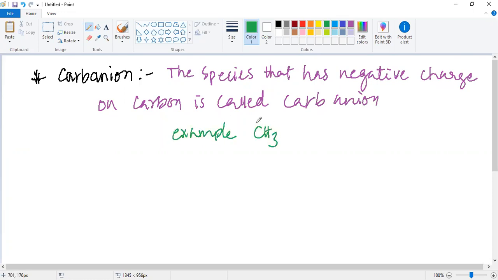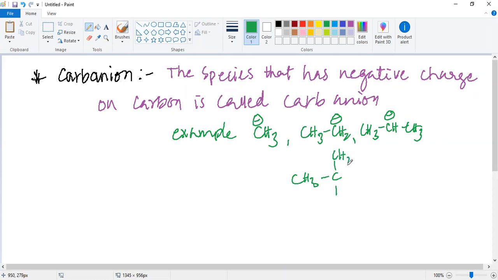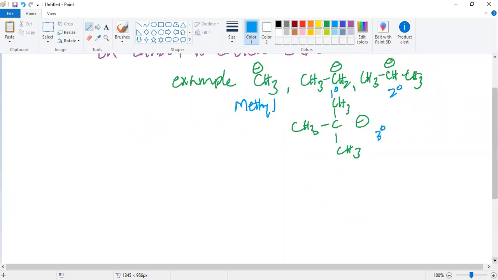So we have seen the example: CH3 minus, or we may have CH3CH2 minus, or CH3CHCH3 minus, or we may even have CH3CCH3CH3 minus. Again we can divide them: this is a methyl carbanion, this is primary, this is secondary, and this is tertiary carbanion.